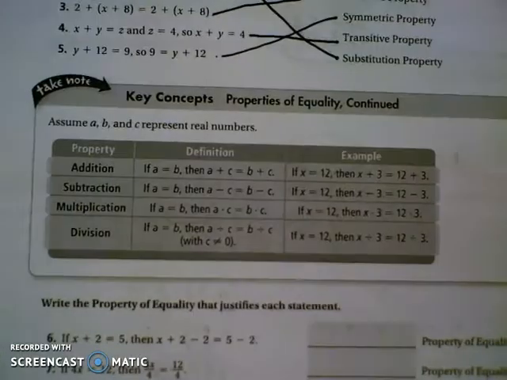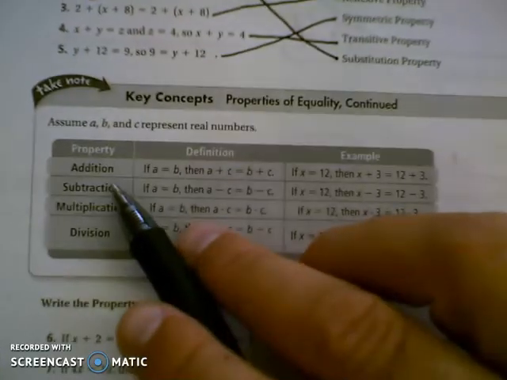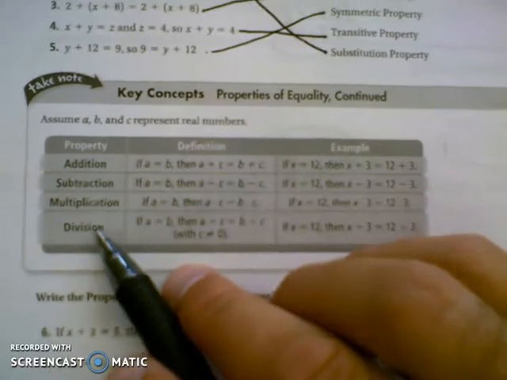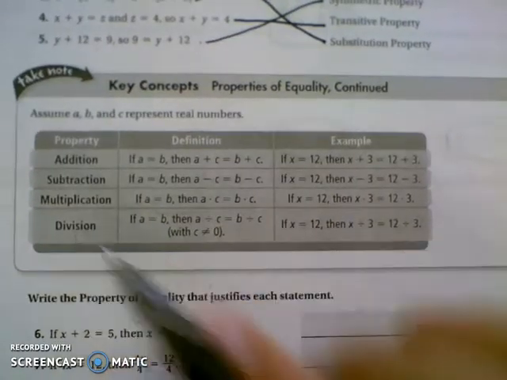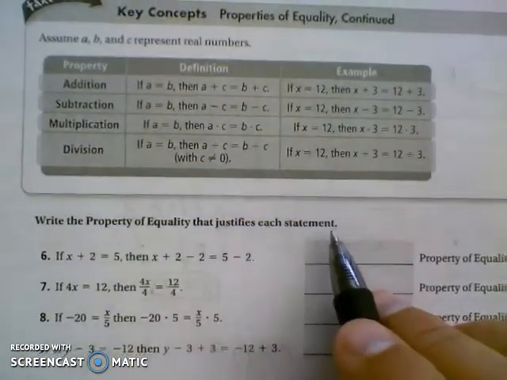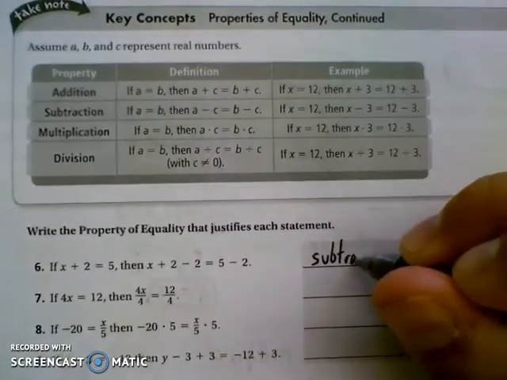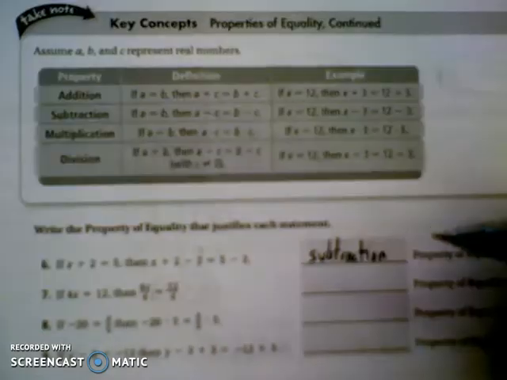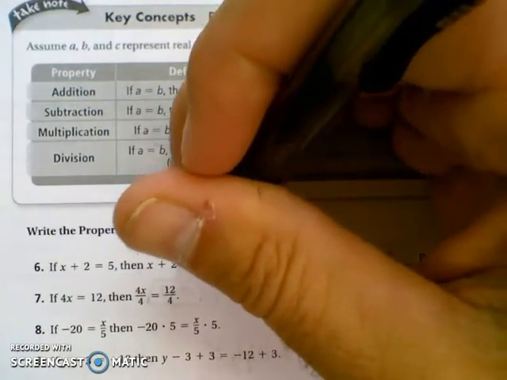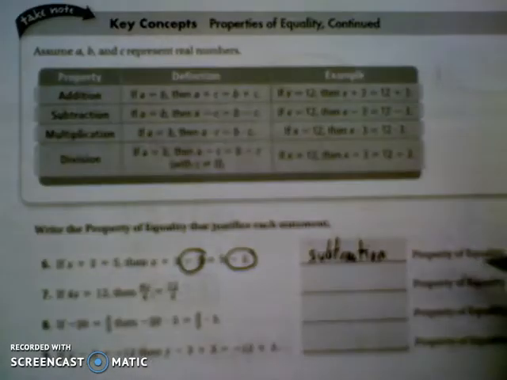These are ones you have learned your whole life: addition, subtraction, multiplication, and division. Nothing has changed. Write the property of equality that justifies each statement. So this is going to be the subtraction property, because if x plus 2 equals 5, then you subtract 2 from each side, right?